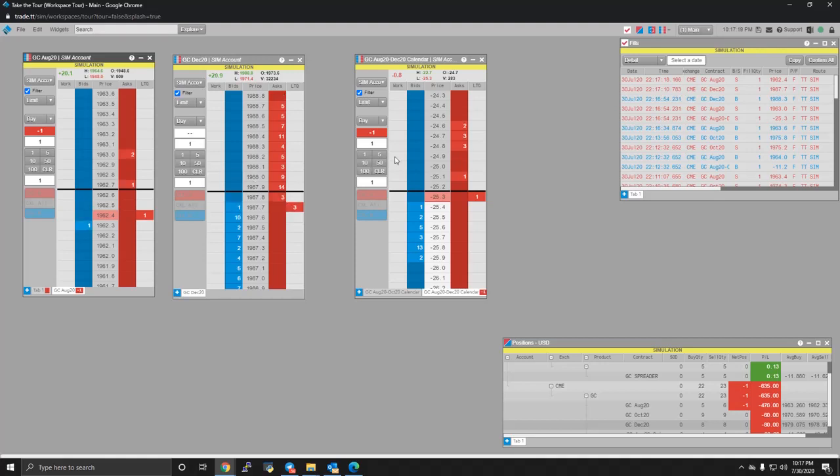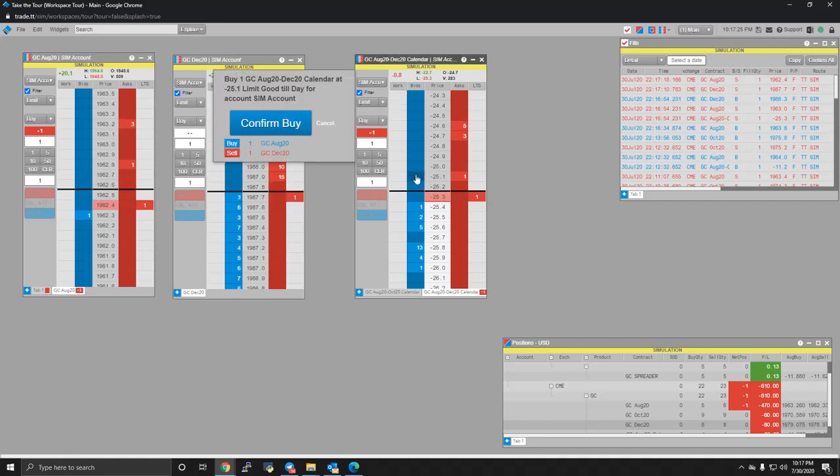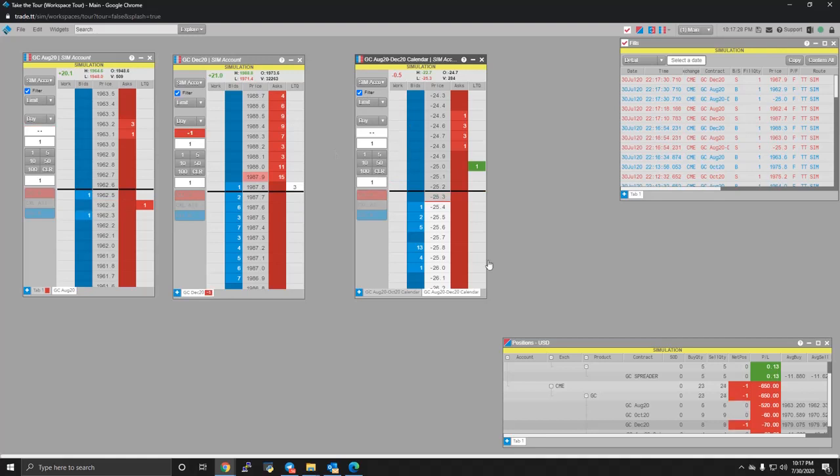How are we going to get out of a short August position into a short December position? We're going to buy the spread, buy August, sell December, and there it goes. If we look at our positions, August is now flat, December is now short 1. So I hope this is helpful in grasping the roll.